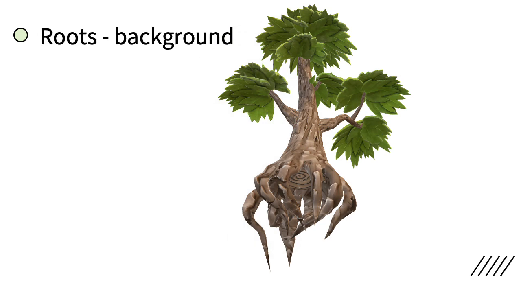So, firstly, all trees have roots. Otherwise, there would be no tree. So they all grow from roots. And there are two ways you can look at this to help you understand a character. First of all, what those roots represent is the background to that character. They represent their birth, their childhood, the environment they grew up in, the soil in which they were planted and grew.